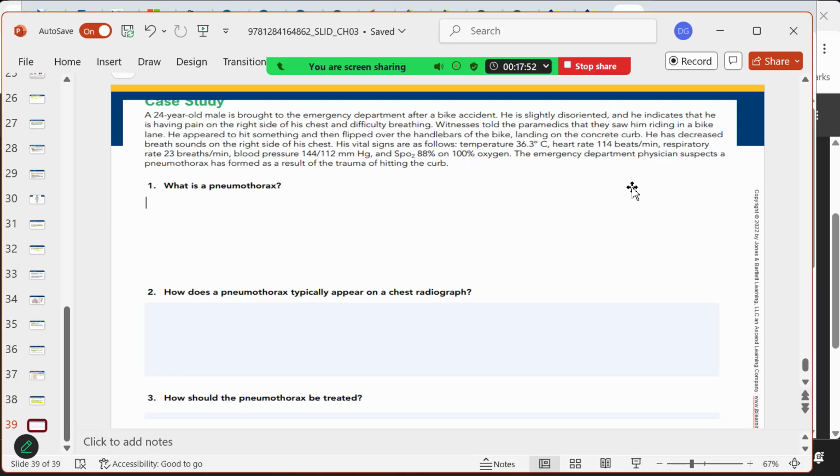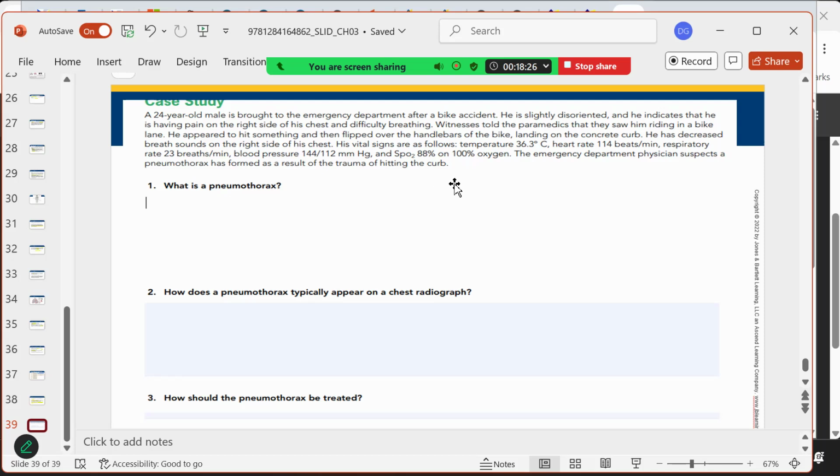That's important. His vital signs are as follows: temperature normal, 37 centigrade is normal, heart rate 114. He's in pain. That's probably to be expected. Respiratory rate 23, a little fast. Blood pressure pretty high. He may be under stress right now. Oh, his pulse ox is 88. For a healthy young man, oh my gosh, it's 88% on 100% oxygen. So he's on pure oxygen and he's only satting 88%. This is not good.